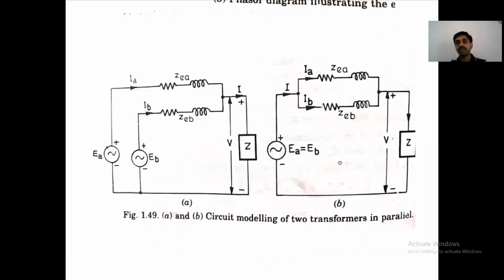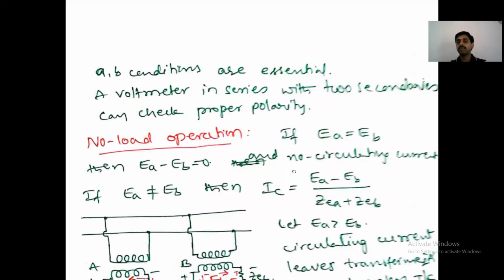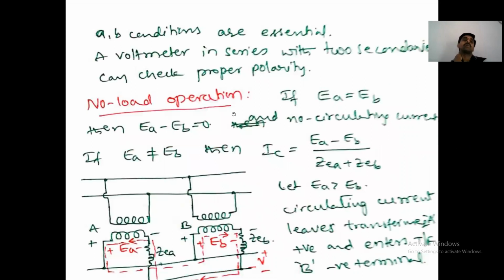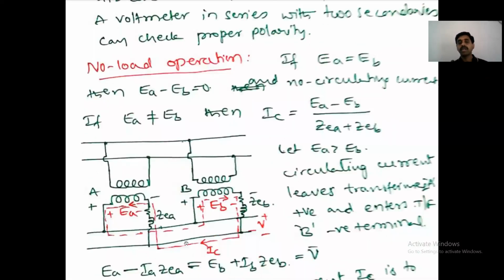So this diagram we have already seen. Let me check some derivation part. No load operation. So AB conditions are essential. The voltmeter in series with the two secondaries can check the proper polarity. After checking the proper polarity, we will go ahead with the operation.